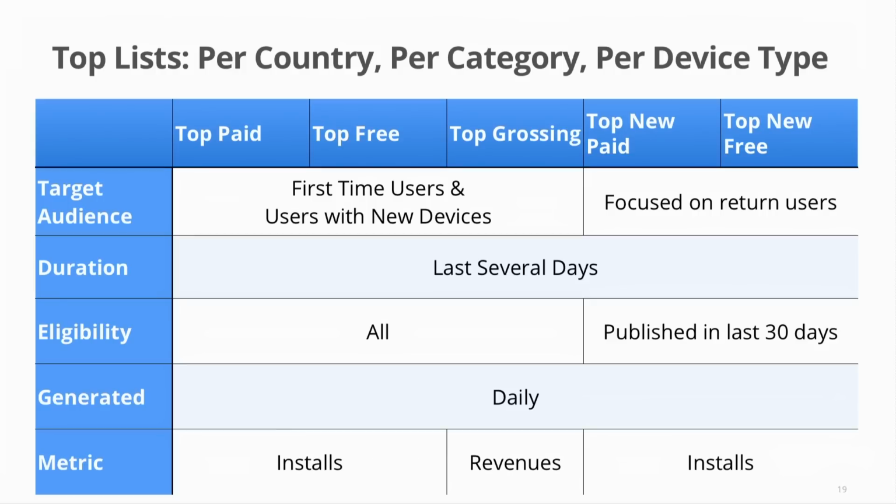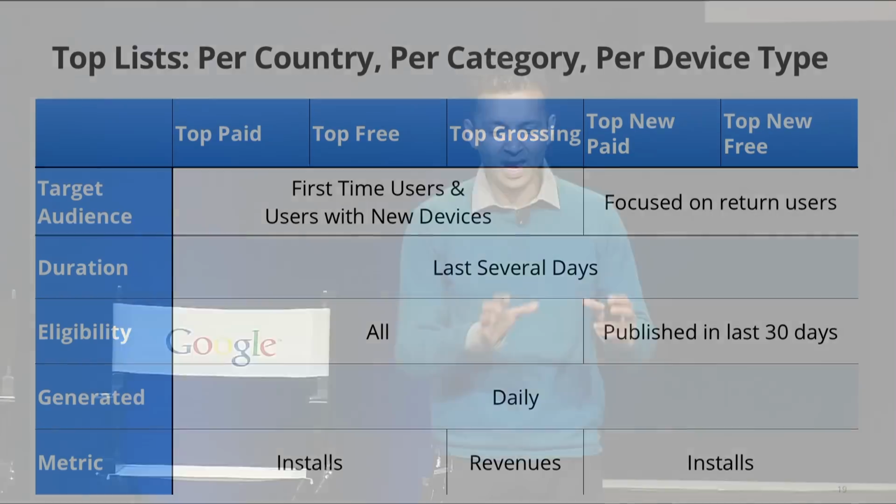You guys saw some of the design for tablet top lists that were launched earlier at I/O. And our top paid, free, and grossing lists are really targeting first-time users to Google Play or people that just got a new device, because they're looking for the basic apps that they need to load up in order to get their stuff done. What's most popular on Google Play? The top new paid and the top new lists are targeting users who have the basic apps and saying, hey, what's new right now? What's new and popular?